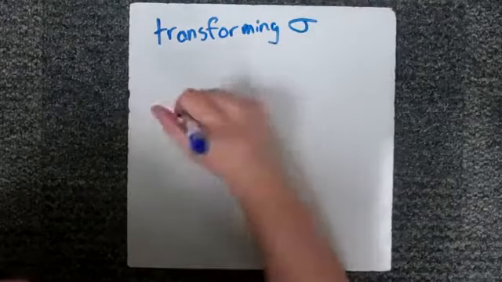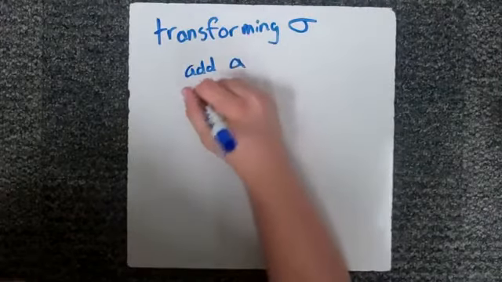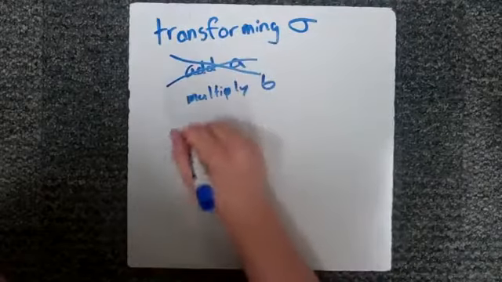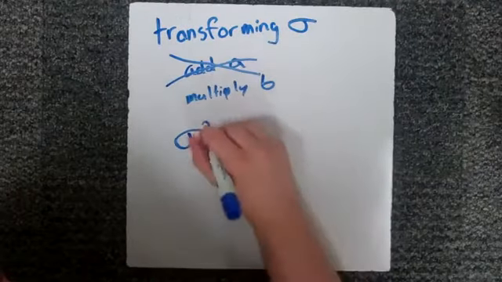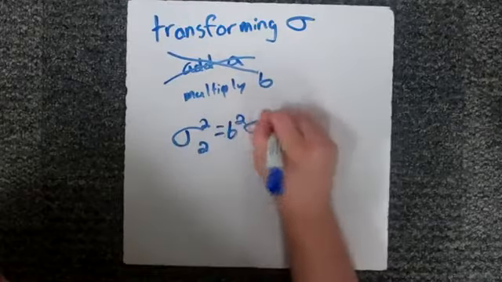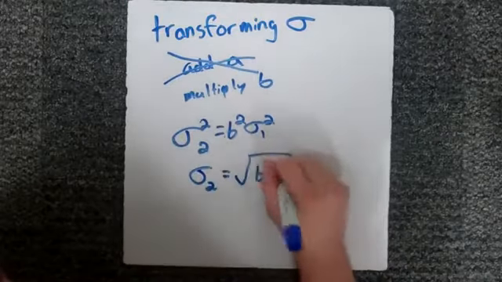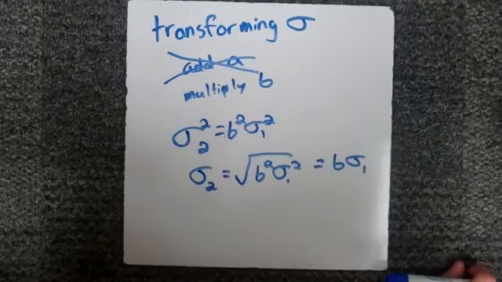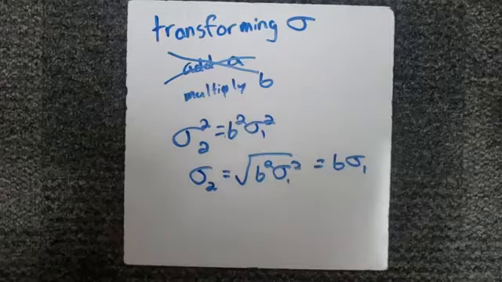Transforming your standard deviation is very interesting. Two ways of transforming are adding a or multiplying by b, but you will find that adding a does not in fact affect your standard deviation. When writing how to transform standard deviation, you use variance. So variance is equal to b squared times sigma squared, or since it's all squared, it's very easy to take your square root and say that sigma, or standard deviation, is equal to b times your original standard deviation.